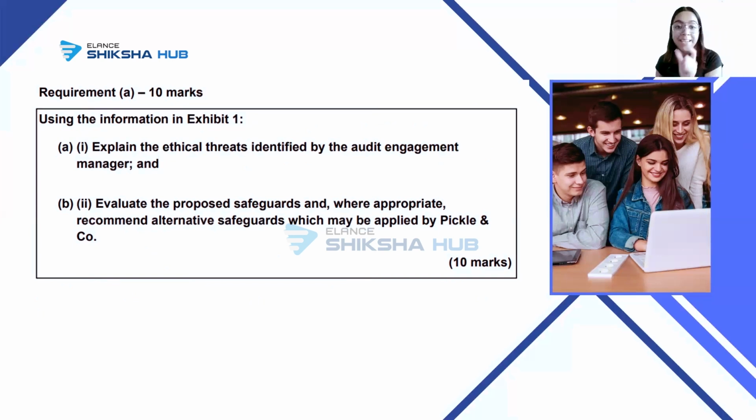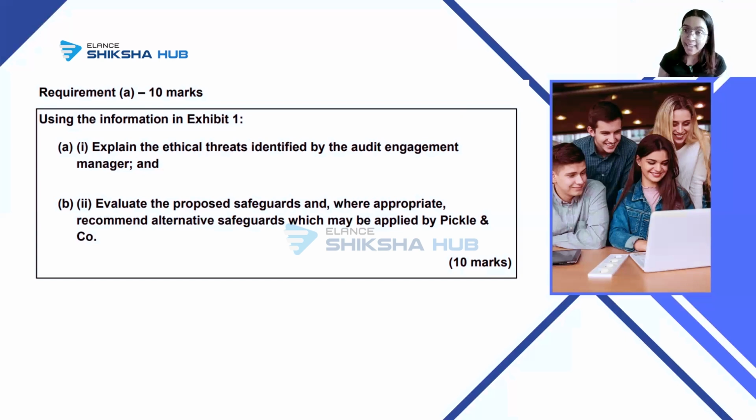First, explain the ethical threats identified by the audit engagement manager. So in the question, there will be certain threats given to you, which have been identified by the manager. Here, your marks are distributed regarding the identification and explanation. If you only identify, you will not get full marks. And if you only explain without mentioning why and without giving a proper explanation, again, you will end up losing a lot of marks.